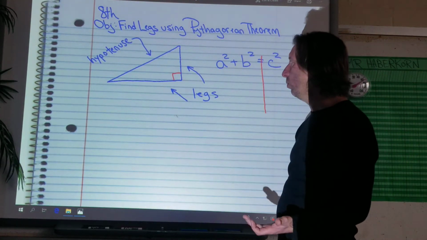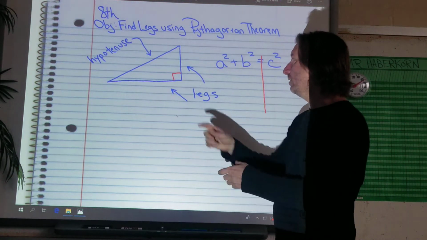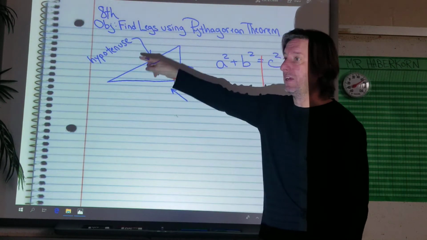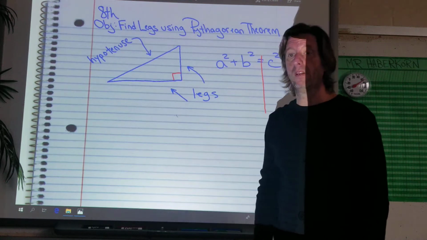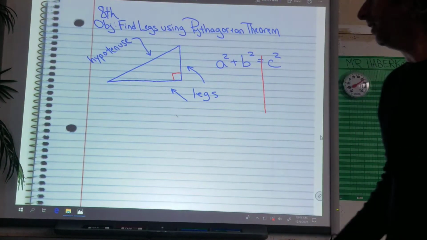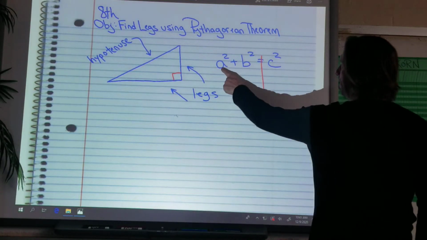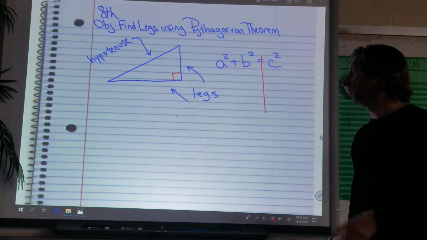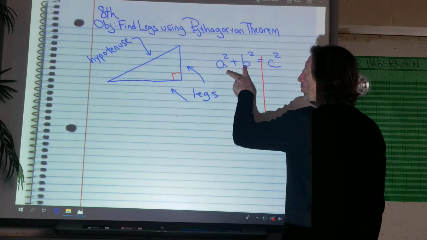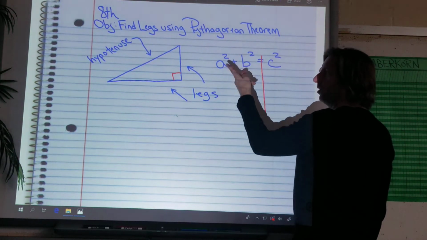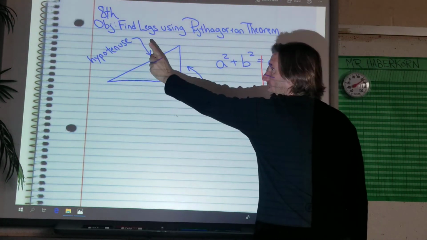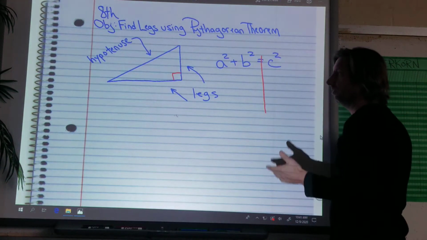Today we're going to talk about what happens if they give us C and one leg and we have to find the other leg, okay? So it's not really any harder. It's just, you gotta make sure you put the numbers in the correct spots, okay? So that's all we have to worry about. We know the legs always go in A, B. It doesn't matter which one goes where. And your hypotenuse, the most important one, has to go in C, okay?